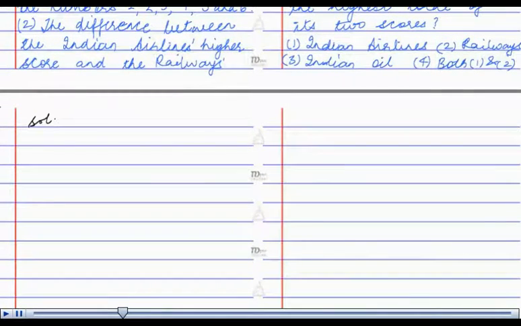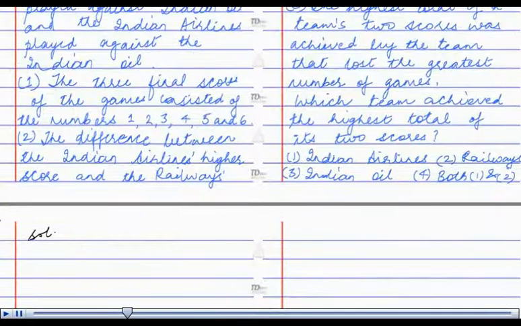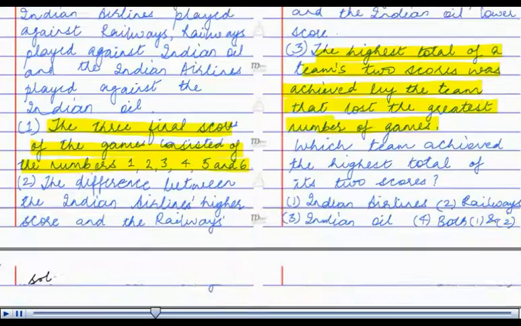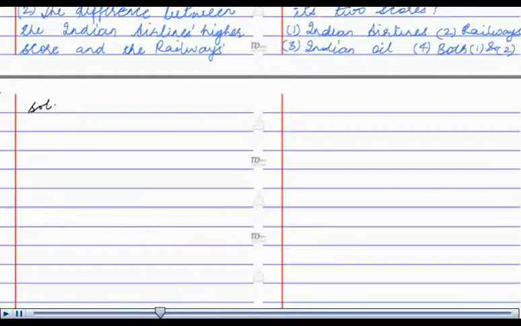From 1 and 3, which says the 3 final scores of the games consisted of the numbers 1, 2, 3, 4, 5, 6 and the highest total of a team's 2 scores was achieved by the team that lost the greatest number of games, we can write that the team with the highest total score lost the games it played. There were 3 losers and the teams could not have each lost 1 game. So, a team can lose at max 2 games.